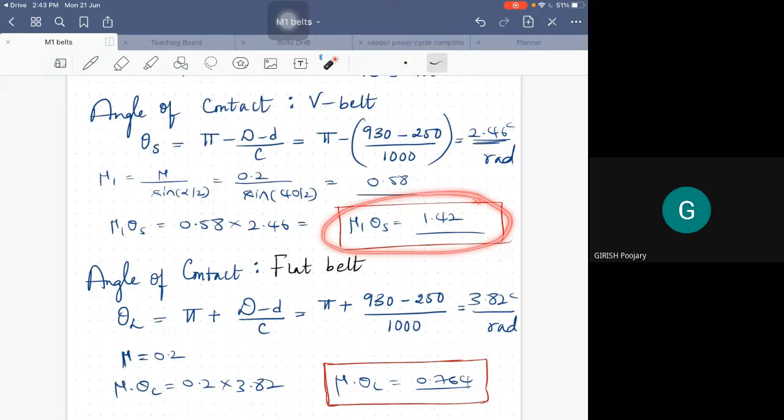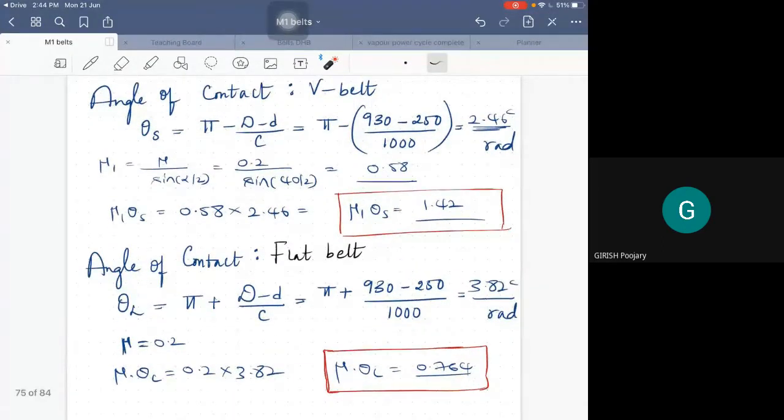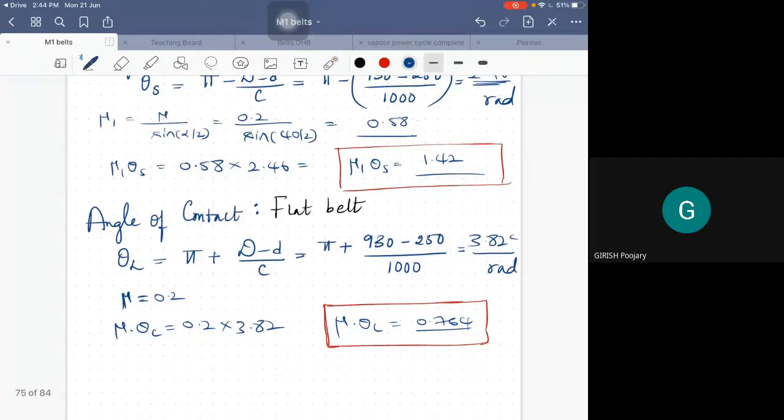Which value is lower? Okay, good. So now write a conclusion statement comparing values of mu theta for both the pulleys.